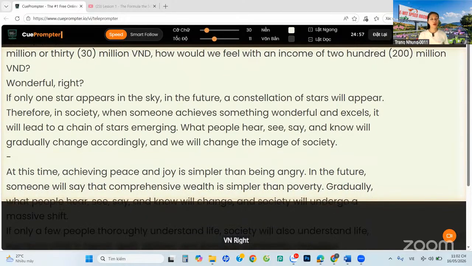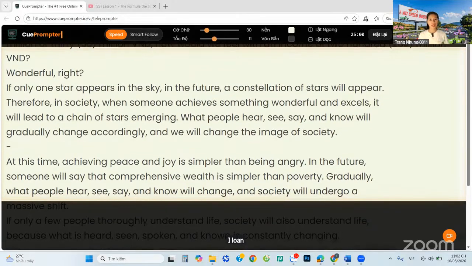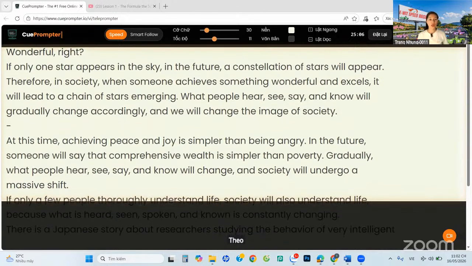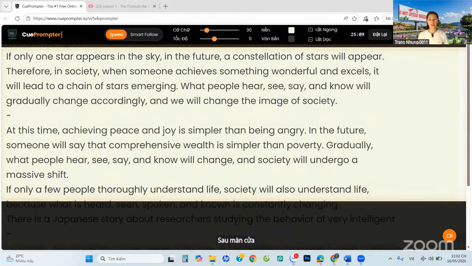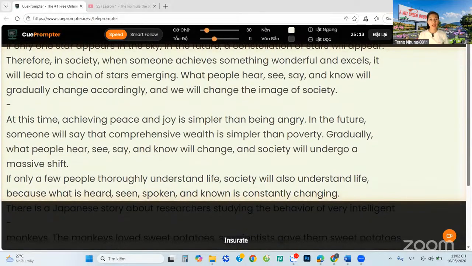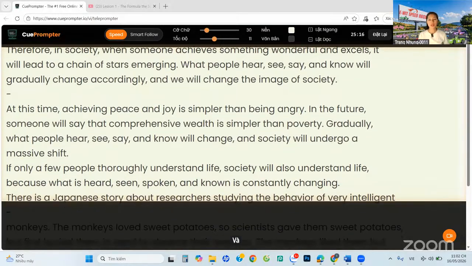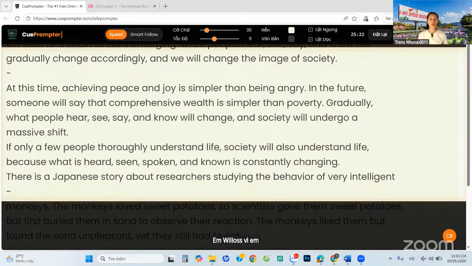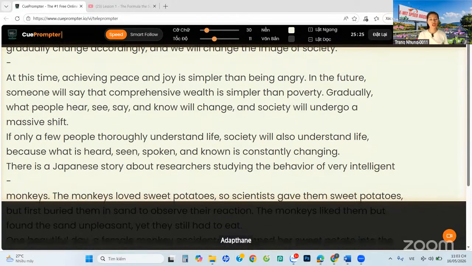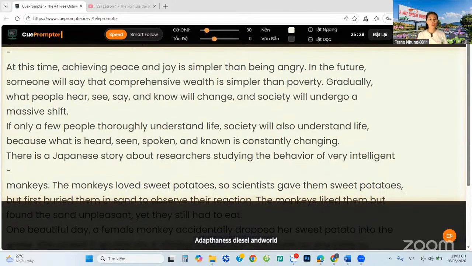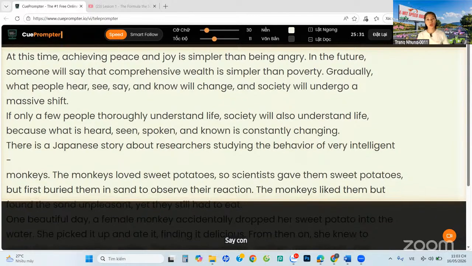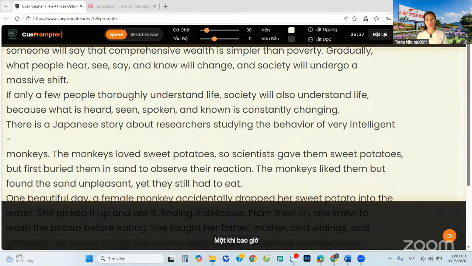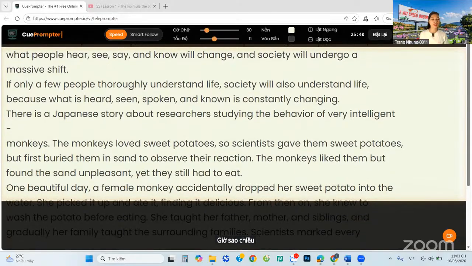Wonderful, right? If only one star appears in the sky, in the future constellations of stars will appear. Therefore, in society, when someone achieves something wonderful and excels, it traces star images. What people hear, see, say, and know will gradually change accordingly, and we will trace the image of society. At that time, achieving peace and joy is simpler than being angry. In the future, someone will say that comprehensive wealth is simpler than poverty. Gradually, what people hear, see, say, and know will change, and society will undergo a massive shift.